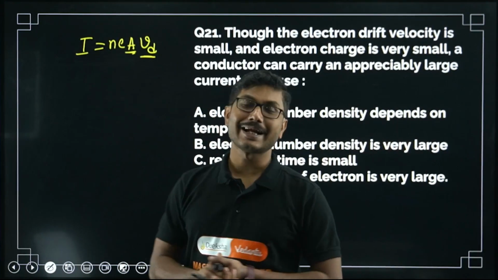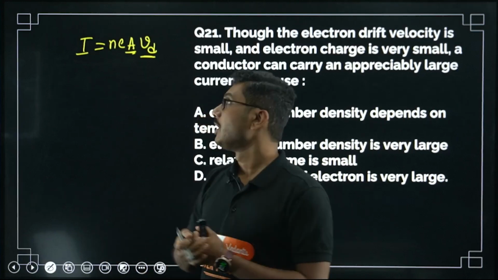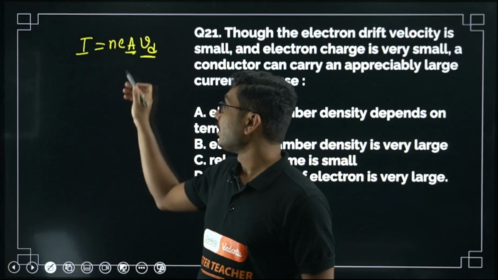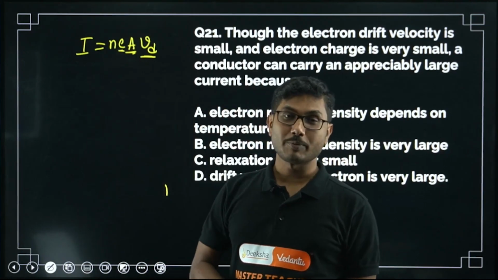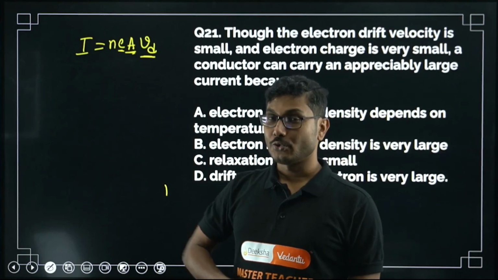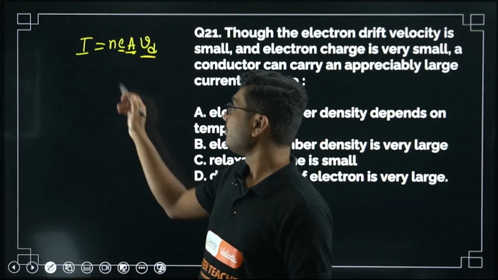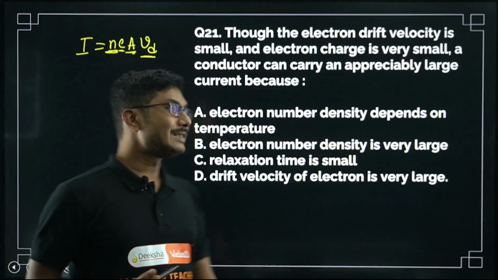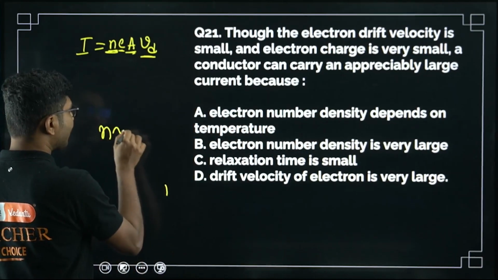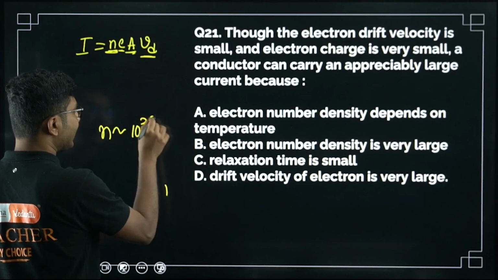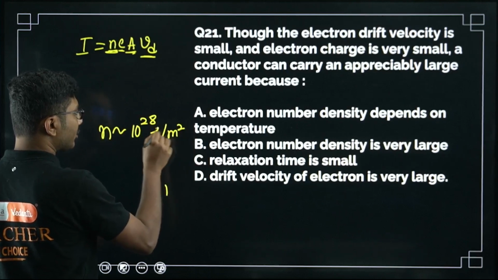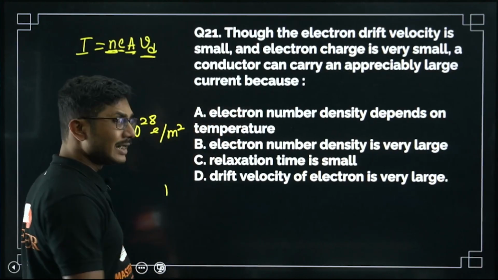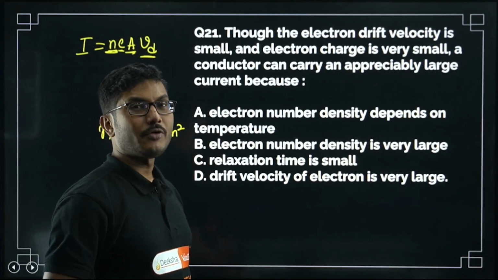But still it can carry a large amount of charge, a large amount of current, which is in terms of a large amount of charge as well. Now the electron charge is obviously small, 1.6 times 10 to the power minus 19. So why can it carry that much current? Because of the high N, that is the number density. We have seen in the problem we solved that it is on the order of 10 to the power 28 electrons per meter cube, right? So because of the high number density it can carry that amount of current, right?